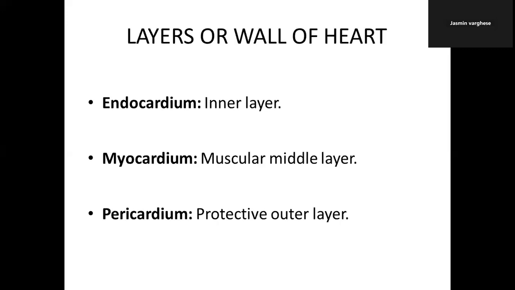Now we will see the layers of the heart. There are three protective layers for our heart. They are endocardium, myocardium, and pericardium. The endocardium is the inner layer, the myocardium is the middle layer, and the pericardium is the outer layer. So you can imagine how well protected our heart is, right? Three layers are there.